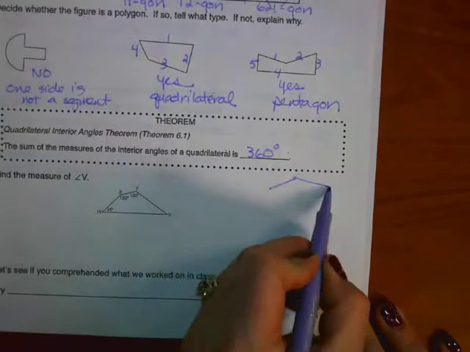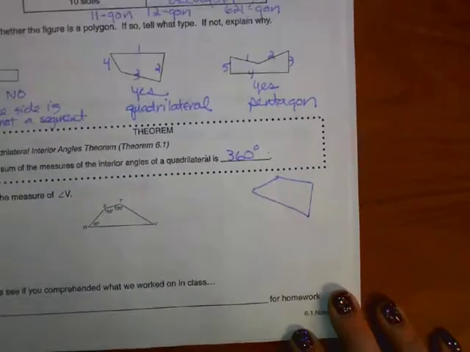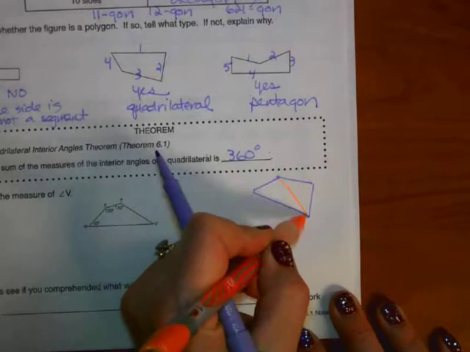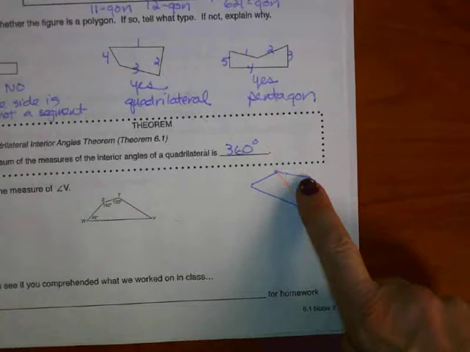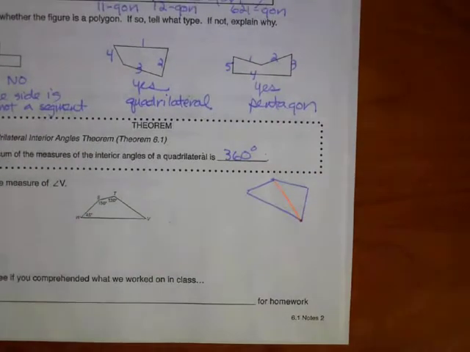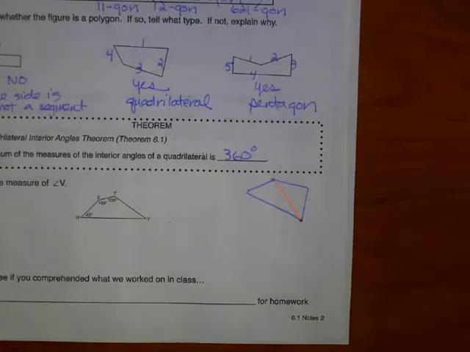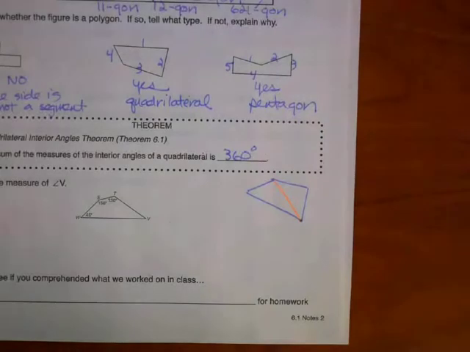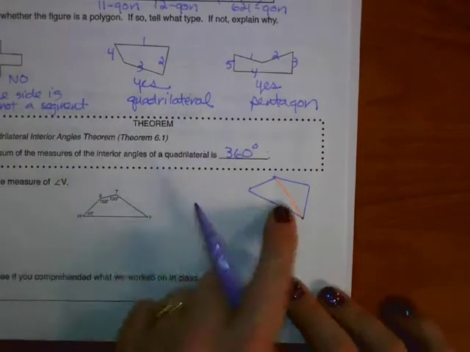If I were to draw any kind of quadrilateral here and cut it in half, what two shapes are inside there? Triangles. And you know that that's 180 and that's 180, right? So any quadrilateral's angles are always going to add up to 360 because it's made up of two triangles. Courtney: What about the pentagon right there? That's different. We're going to get to that. A pentagon is made up of more than two triangles. Okay, so we're just talking about a quadrilateral here.